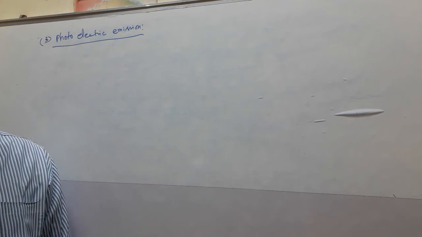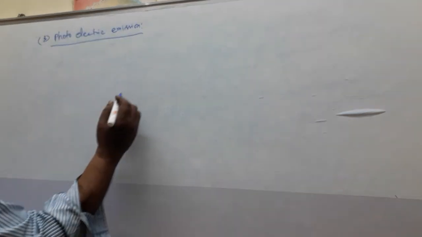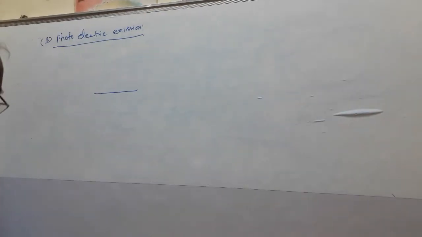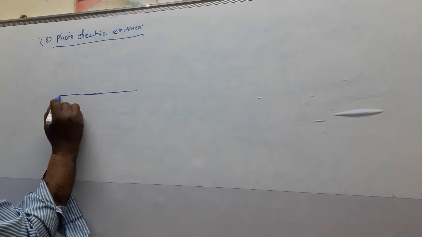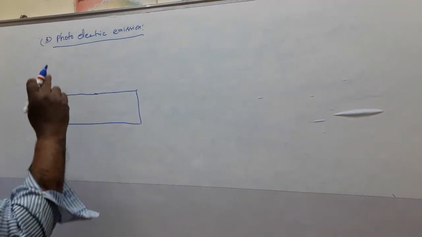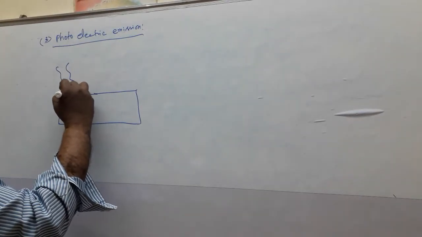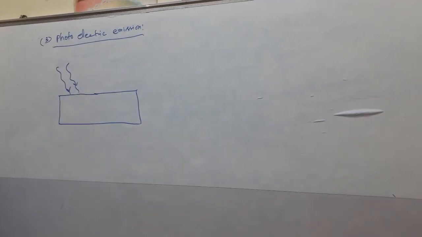Photoelectric emission is nothing but this: if you consider any metal surface, suppose you assume one metal, then when electromagnetic radiation of suitable frequency or wavelength is incident on the surface of the metal, what will happen here?